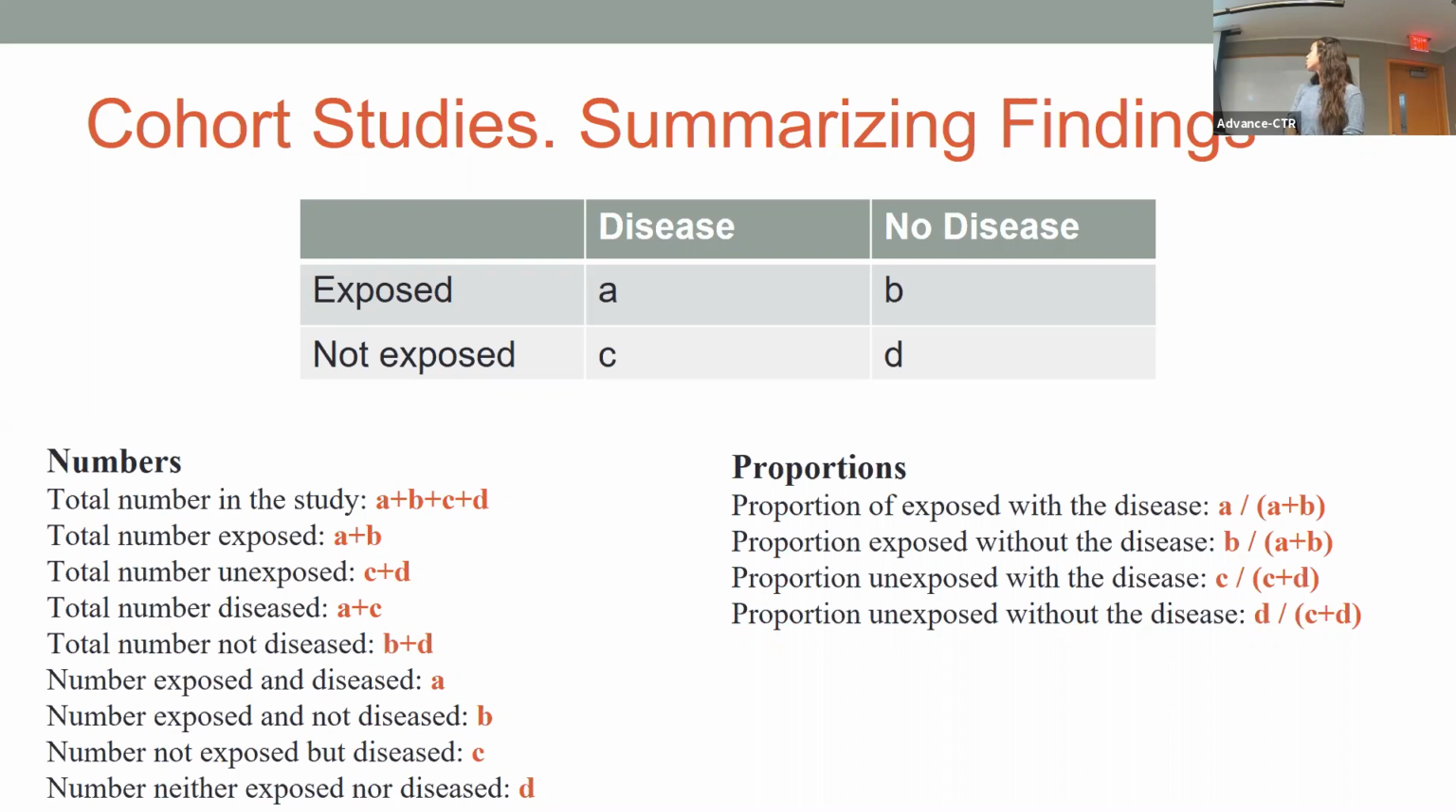We also have the proportion exposed without the disease, the proportion unexposed with the disease, and the proportion unexposed without the disease. And by being able to infer these proportions from this 2x2 table, this is going to allow us to be able to make certain statements regarding the strength of the association between the exposure and the outcome.